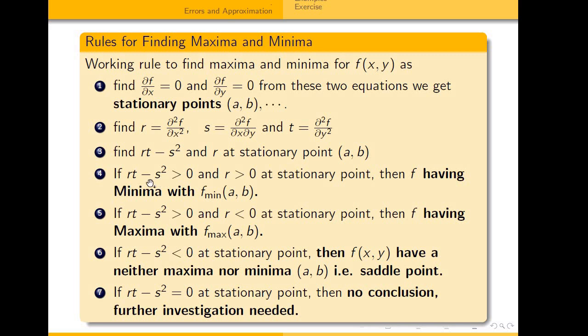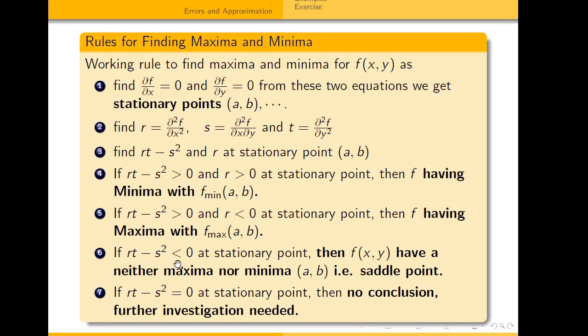Now, if rt minus s square is greater than 0 and r is greater than 0, then at this stationary point our function has a minimum at a, and we find this minimum value. Again, the second condition: if rt minus s square is greater than 0 and r is less than 0, then our function has a maximum at the stationary point, and this is the maximum value.